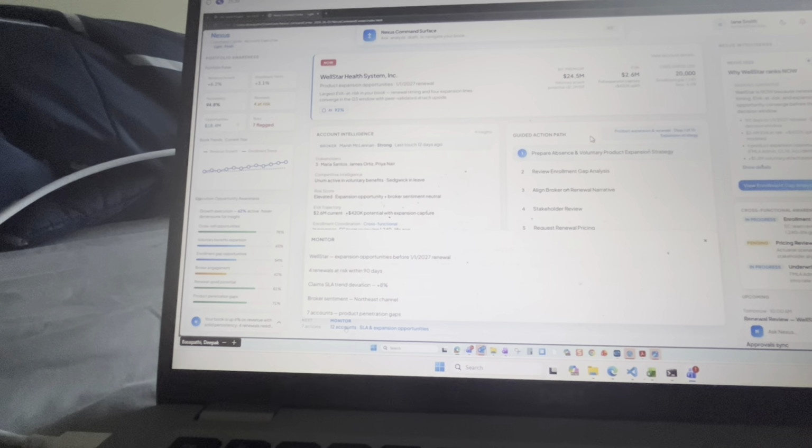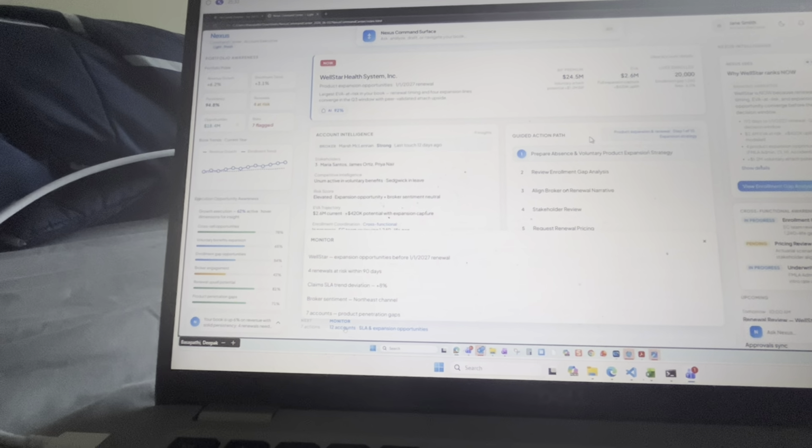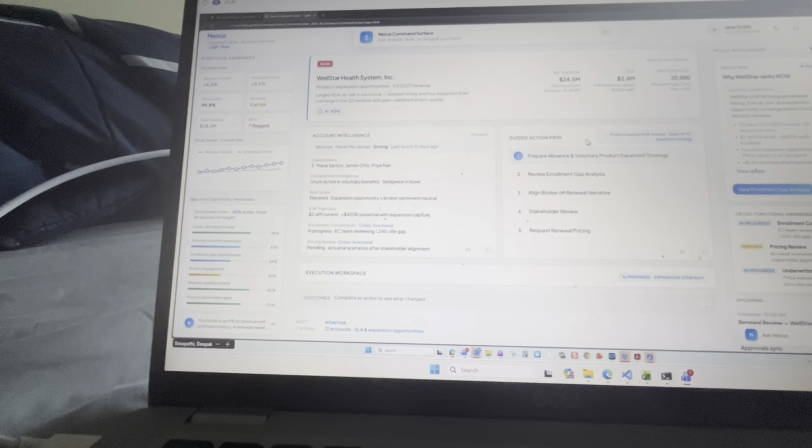So these are the 3 sections: now card, next card, and then the monitor card. So it's something that the account executive needs to be aware of, but he doesn't have to act on it right away. I'll just pause here. If you guys have any questions, let me know.